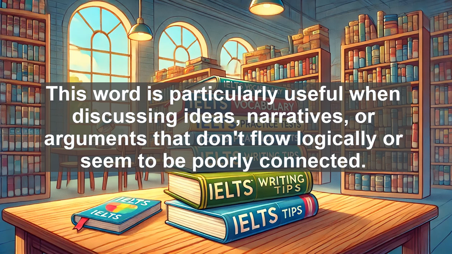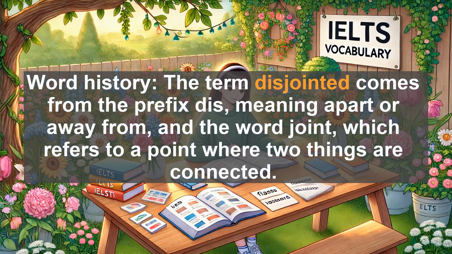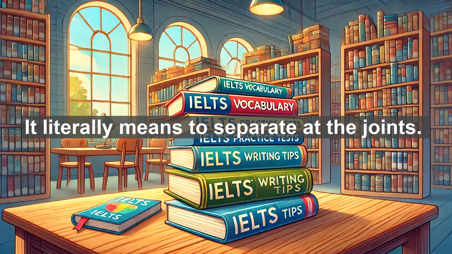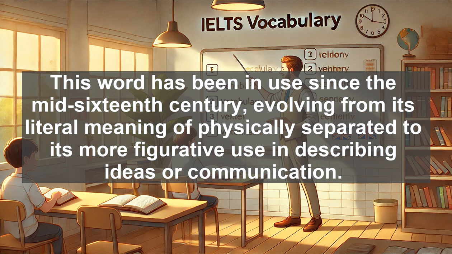connected. Word history: the term disjointed comes from the prefix dis, meaning apart or away from, and the word joint, which refers to a point where two things are connected. It literally means to separate at the joints. This word has been in use since the mid-16th century, evolving from its literal meaning of physically separated to its more figurative use in describing ideas or communication.